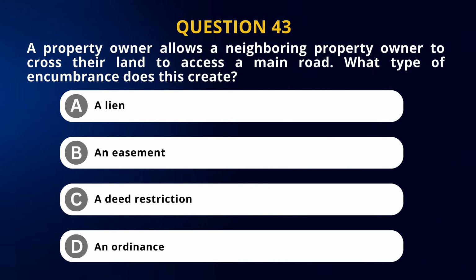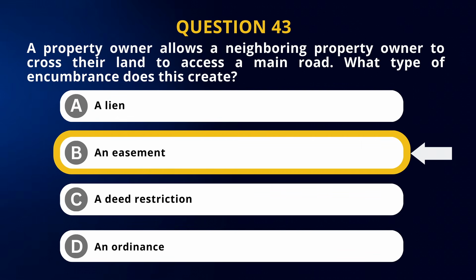Question number 43. A property owner allows a neighboring property owner to cross their land to access a main road. What type of encumbrance does this create? Letter A, a lien. Letter B, an easement. Letter C, a deed restriction. Letter D, an ordinance. And the answer is letter B, an easement.